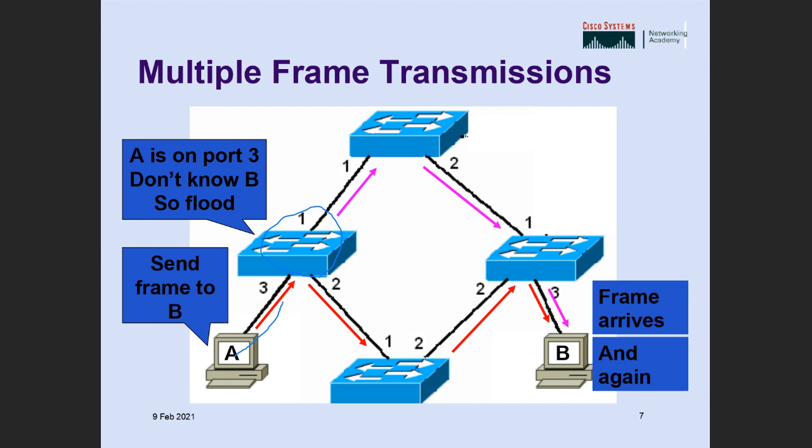So the first switch at the 9 o'clock position receives A's unicast transmission to B. It's not in the MAC address table. So when switches encounter a destination address they don't know about, that's not in their MAC address table, they flood it just like if it was a broadcast. So it gets flooded to the switch at the top at 12 o'clock position and the switch at the bottom at 6 o'clock position. And so they both flood it to the switch at the 3 o'clock position. And host B receives 2 copies of the frame. The frame arrives and the frame arrives again.